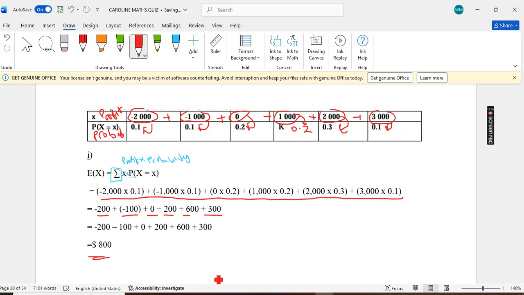So these negatives, they won't affect anything? They will affect, sir. They will affect the average profit. Because as you can see here, negative 200 plus negative 100. So they will have an effect.